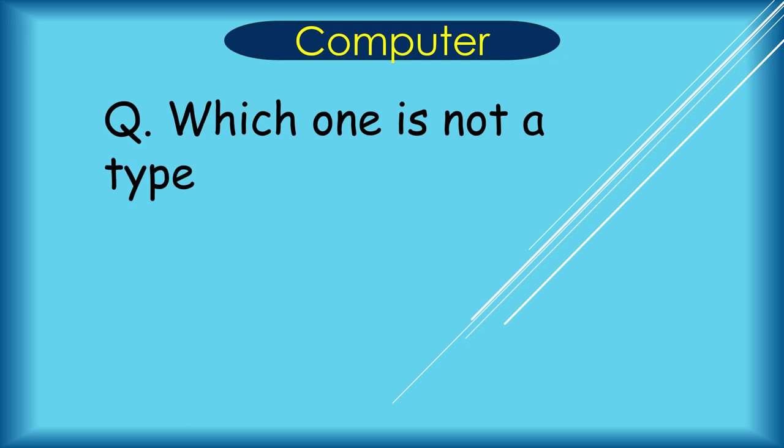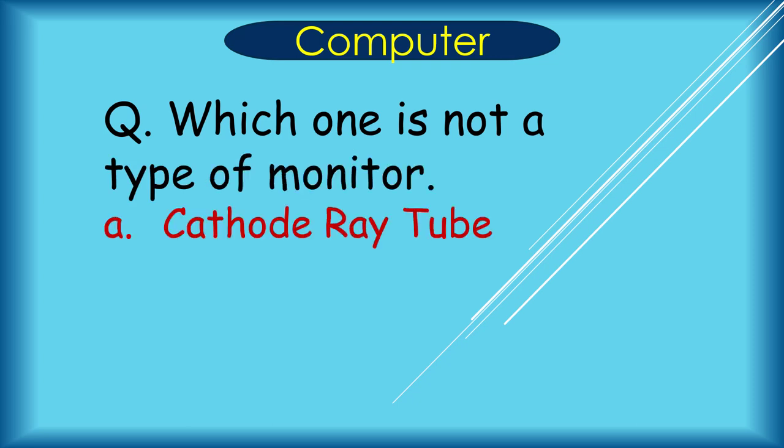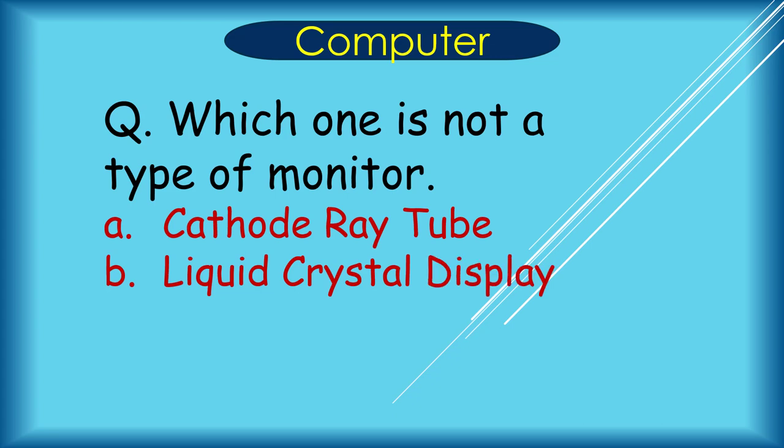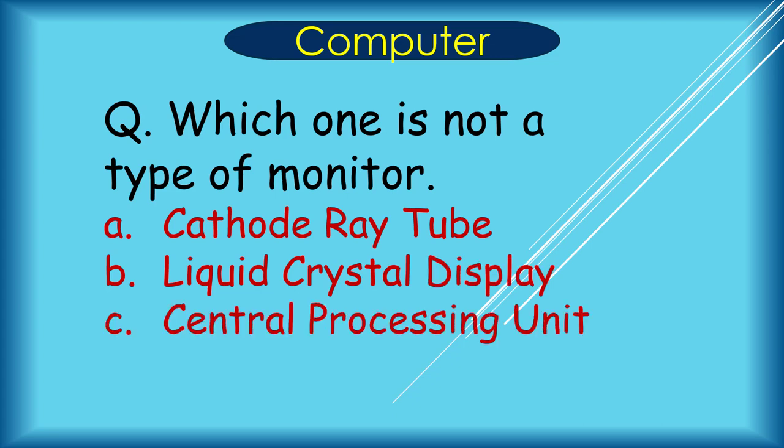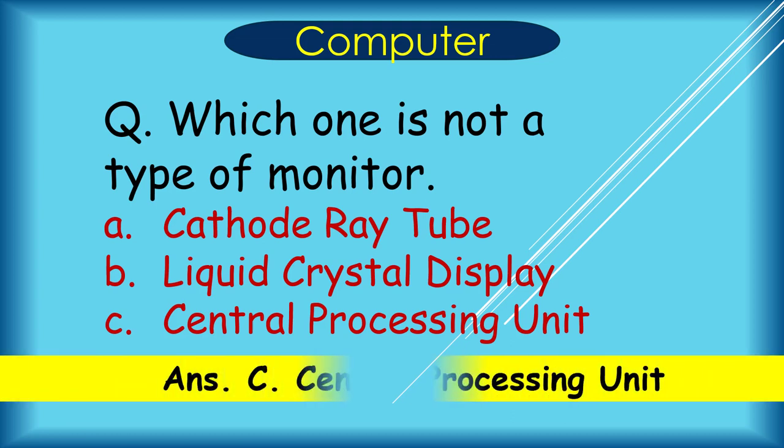Question: Which one is not a type of monitor? A cathode ray tube, B liquid crystal display, C central processing unit. Correct answer is C central processing unit.